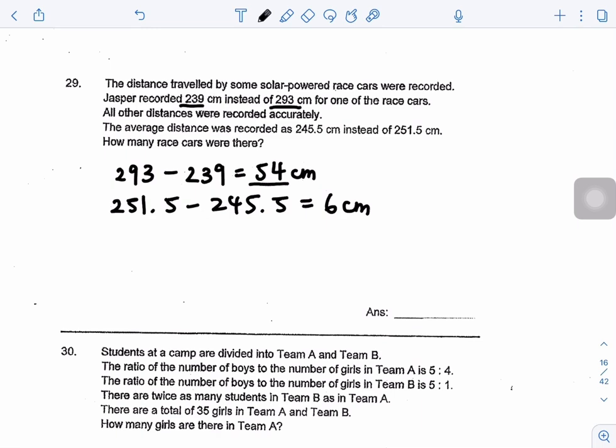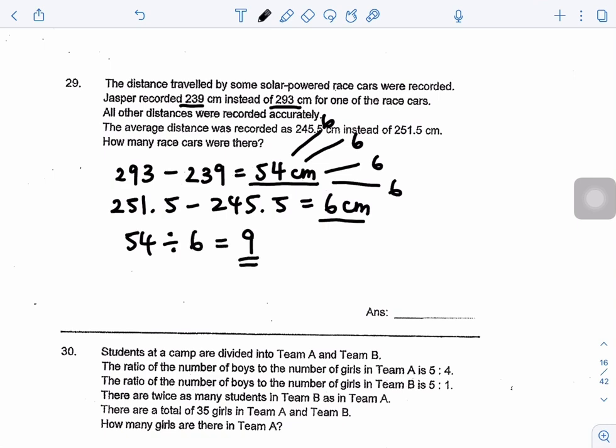So because of this, the average of each car increased by 6 cm, right? So this 54 extra is going to be shared by all the cars. All the cars get an extra 6 because of this. So our job is to find how many 6 are there. 54. Every race car is going to get 6 cm extra. That means that there were 9 race cars. Okay.